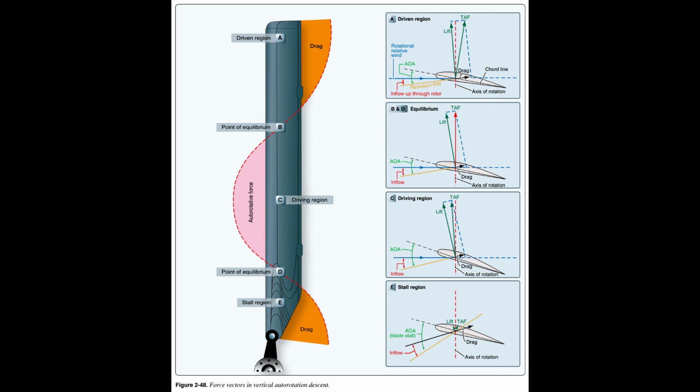The inner 25% of the rotor blade is referred to as the stall region and operates above its maximum AOA, stall angle, causing drag, which tends to slow rotation of the blade. Part E of Figure 2.48 depicts the stall region.